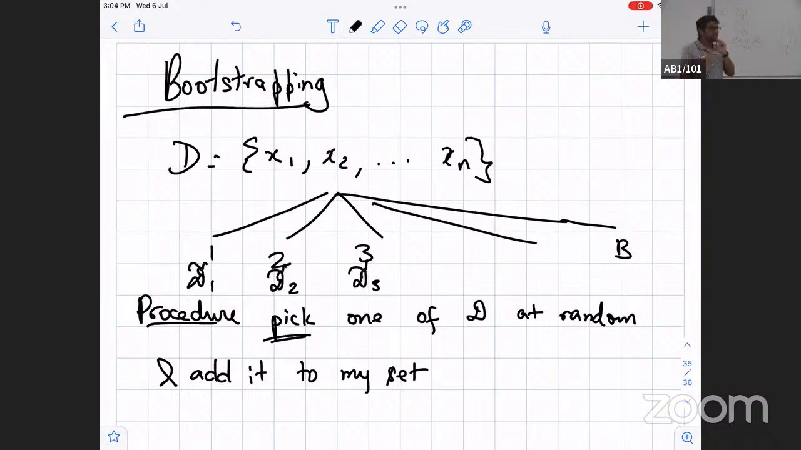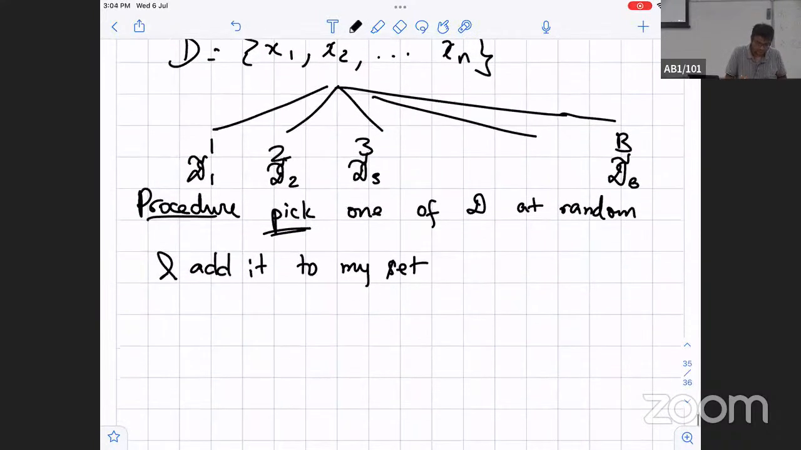The idea is it would have been nice if you had b different samples which are independent. But independence means you need to collect more data, and you don't have that much data. So you simply sample whatever data you have again and again. Do you see? So that is the goal. You don't have independent data, but you resample and get as many data sets as possible.